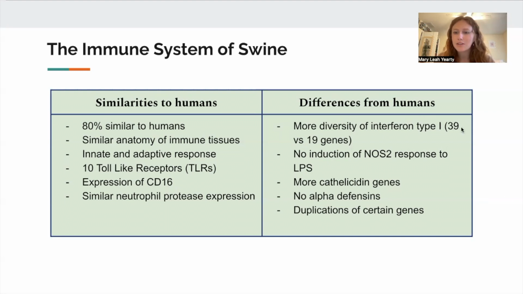But they have more diversity of interferon type 1. They have 39 genes. We have 19 genes. They have no induction of the NOS2 response to LPS. They have more cathelicidin genes and no alpha defensins. They also have duplications of certain genes to allow some redundancy in their immune system.